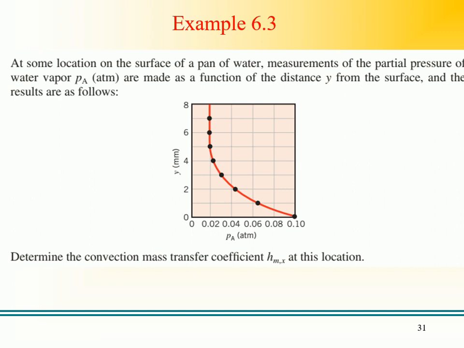At some location on the surface of a pan of water, measurements of the partial pressure of water vapor in the atmosphere are made as a function of the distance y from the surface, and the results are plotted. This is the vapor pressure, and this is y. As you see, the pressure is high at the surface and lower at a larger value of y. The question is, determine the convection mass transfer coefficient at this location.